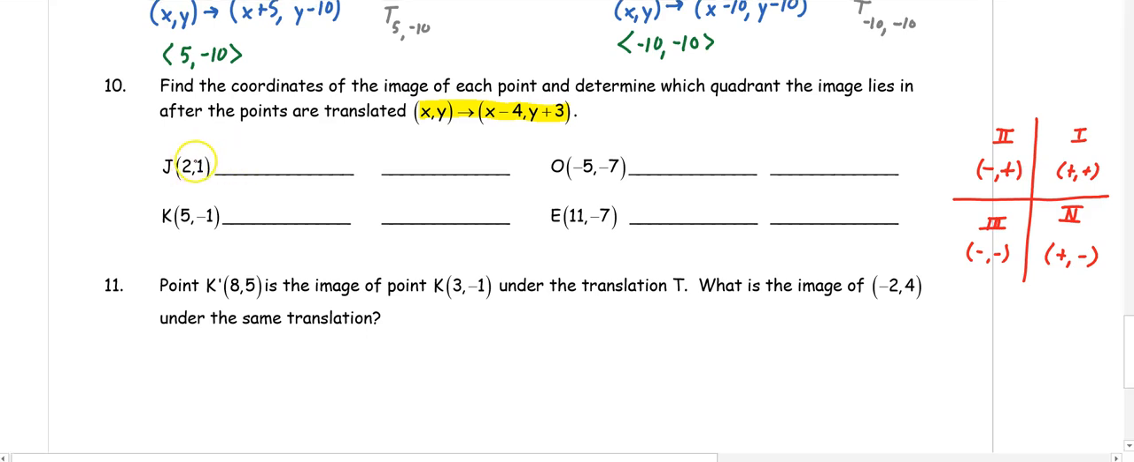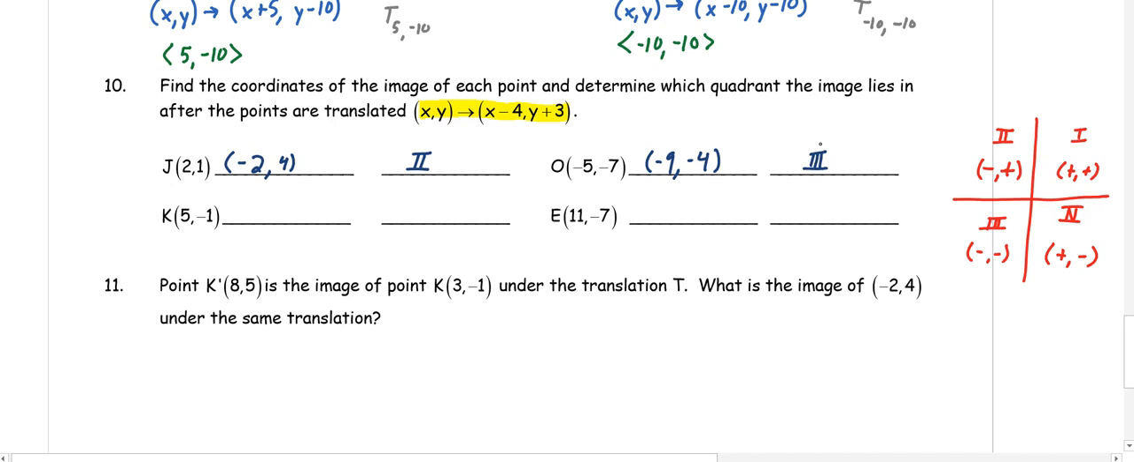So for J, (2, 1): 2 minus 4 is negative 2. 1 plus 3 is 4. So this would be in the second quadrant. Next, negative 5, negative 7. So negative 5 minus 4 is negative 9. Negative 7 plus 3 is negative 4. So this is in the third quadrant.